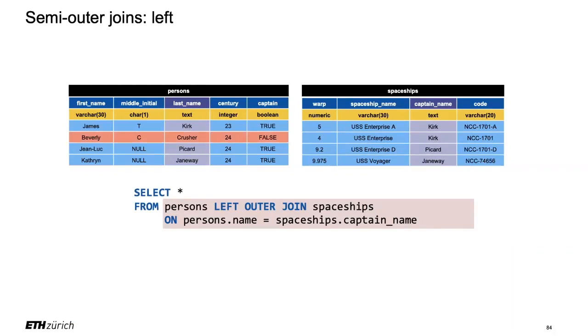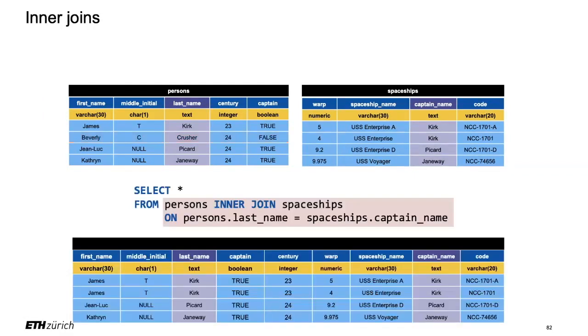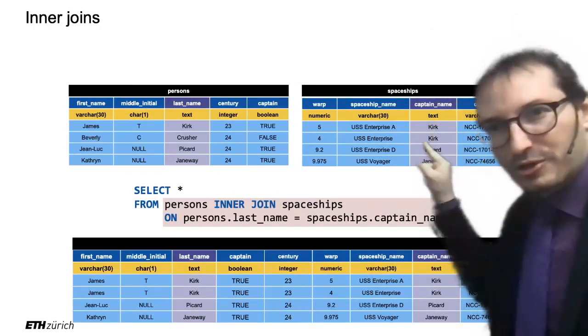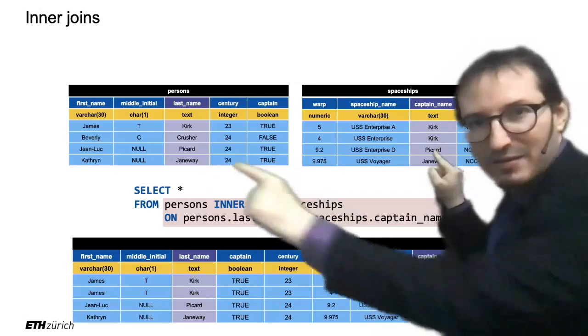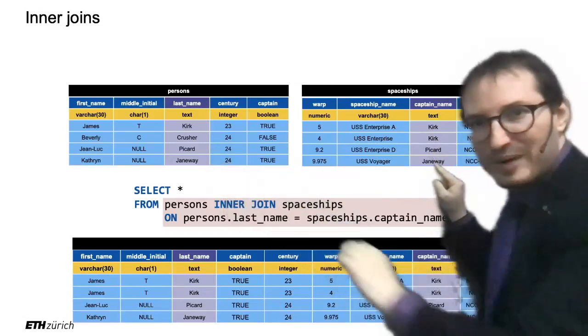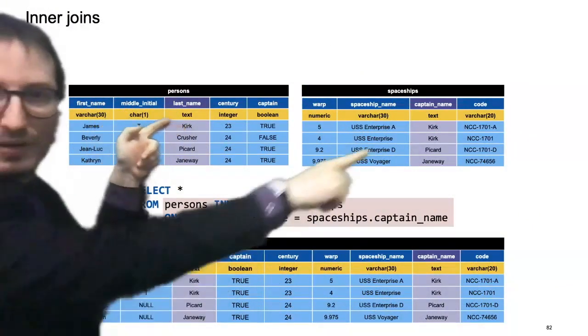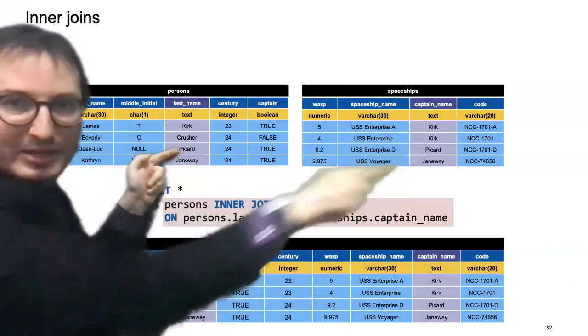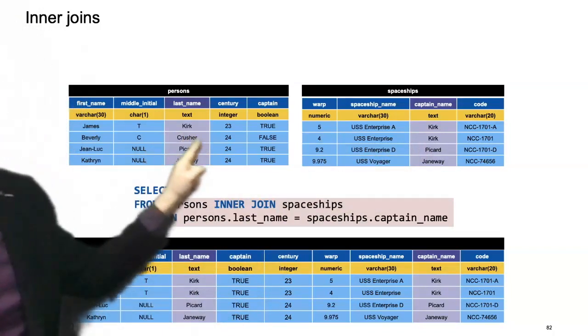But in general, imagine what did I do here? Let me correct myself. It doesn't have to do with the nulls. It has to do with the records that do not match. Look. Kirk, there's a match. Picard, there's a match. Janeway, there's a match. But I took that perspective. Now, let's take the other perspective. Here, Kirk, there's 2 matches. Picard, there's a match. Janeway, there's a match. Crusher, there is no match. This one is left alone.